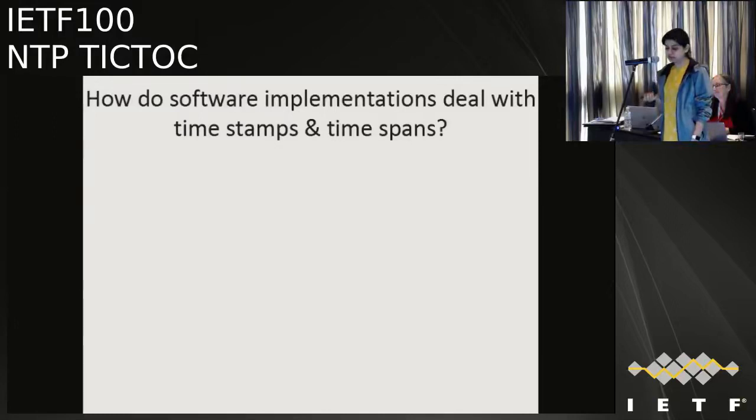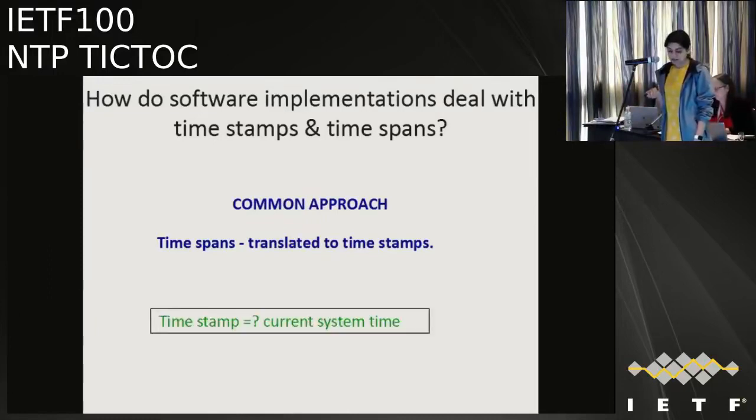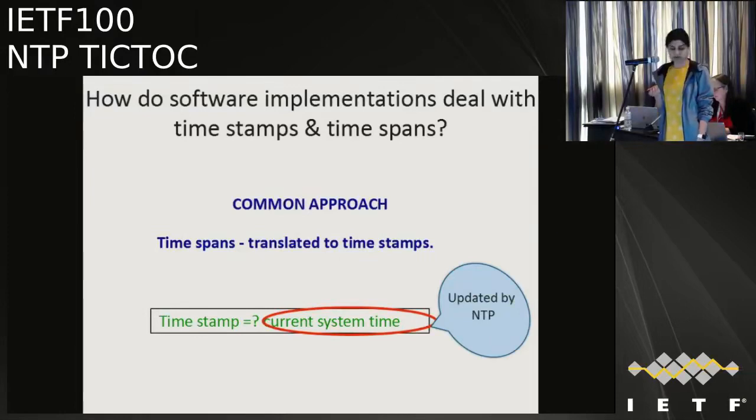So how do software implementations deal with these time spans and timestamps? Currently, most software has a common approach towards handling timestamps and time spans. That is, time spans are translated to timestamps by adding an offset. To the current real time, we add an offset equivalent to the time span to mark the end of the validity of some object that has this time span. And then this timestamp is compared against the current system time to see if it's valid. Now notice that this current system time is updated by network time protocols.